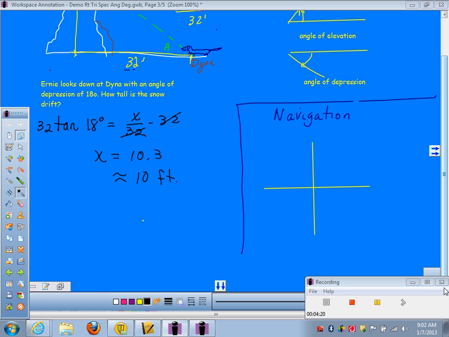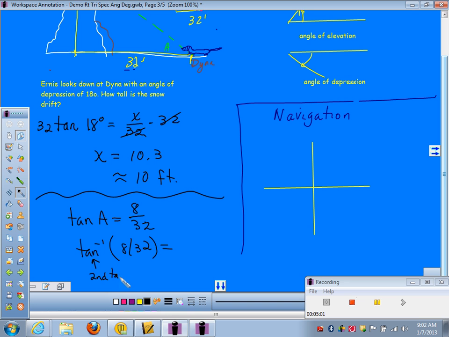Now I do want to ask you, actually this is more of a calculator question. Suppose you set one of these up, suppose this one had been different, suppose we hadn't known the angle, but we had known the 2 sides, it was an 8-foot snowdrift over a 32-foot distance. How do you get your calculator to find an angle for you? Second tangent, yes. It's actually inverse tangent. So you do inverse tangent in your calculator and do 8 divided by 32, and your calculator will produce the angle for you.